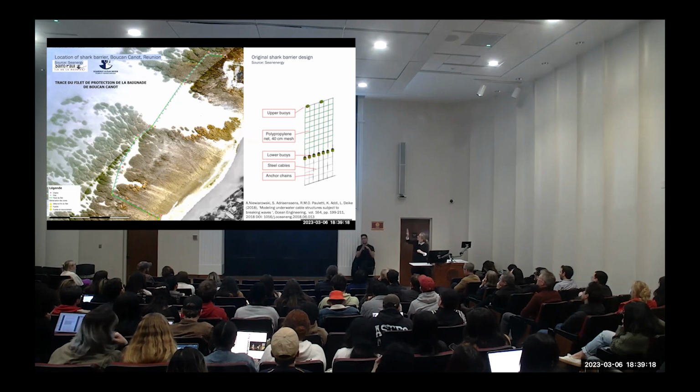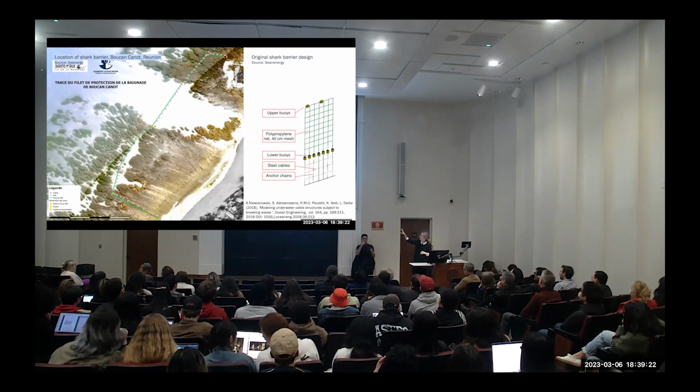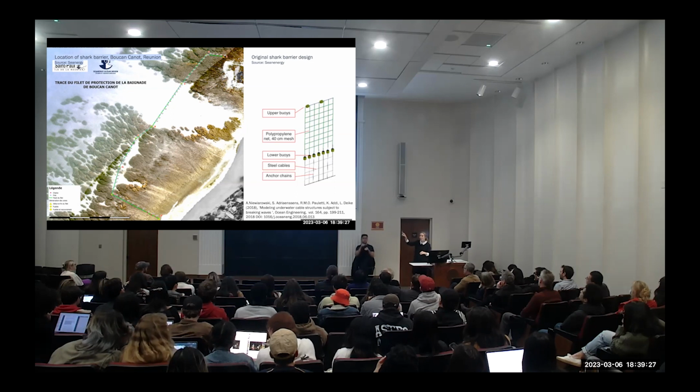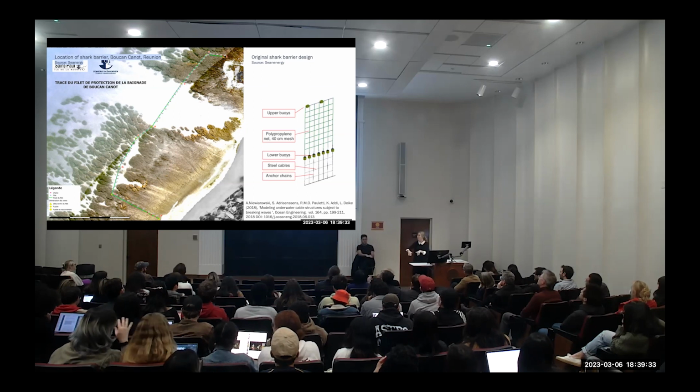So this net, although it all looks very homemade, was super expensive to install and maintain, super expensive to install because it needs to be installed by scuba divers and on the ocean floor. So there's not really a foundation or something, you just have to put it in the ocean floor.